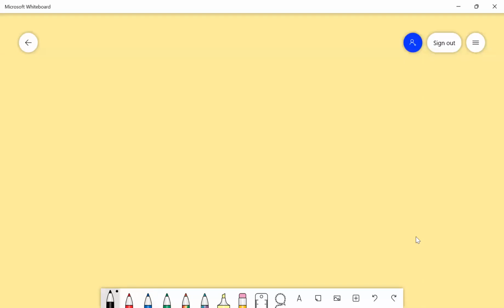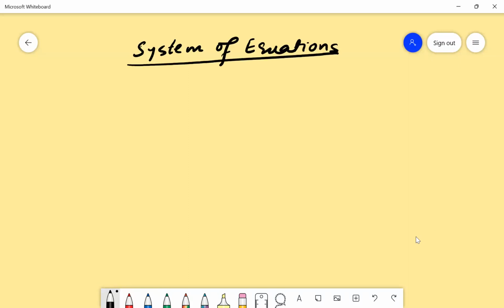So students, today we will discuss system of equations. We'll discuss the consistency and inconsistency of system of equations. So let me take some example.